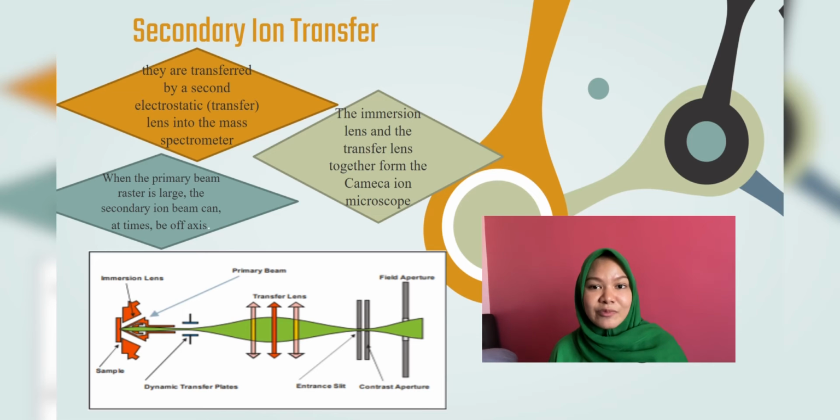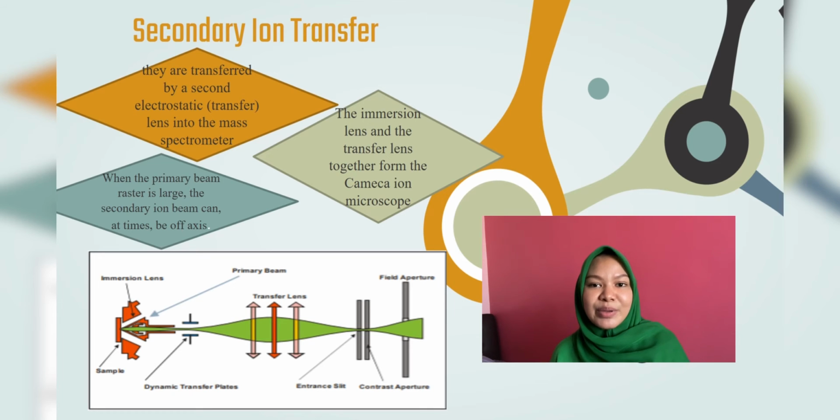At the same position as the entrance slit is the contrast aperture. A smaller contrast aperture intercepts ions with off-axis components, resulting in greater spatial resolution but reduced ion intensities. The immersion lens and the transfer lens together form the secondary ion microscope, which enables an image to be viewed by an appropriate detector at the position of the field aperture.